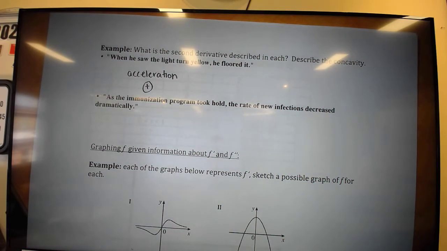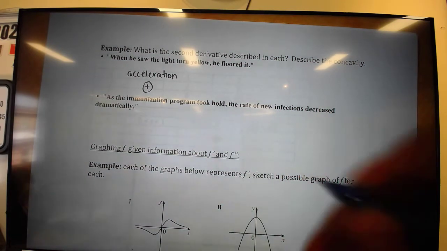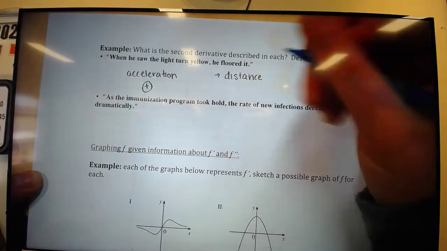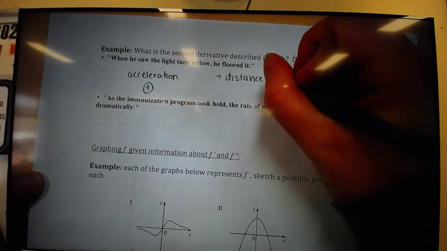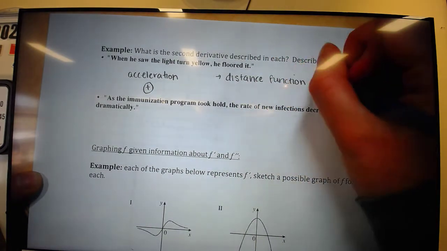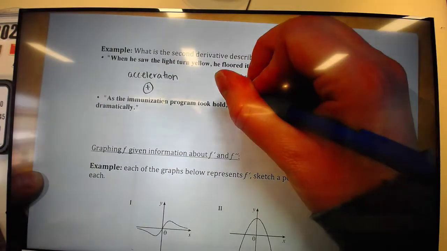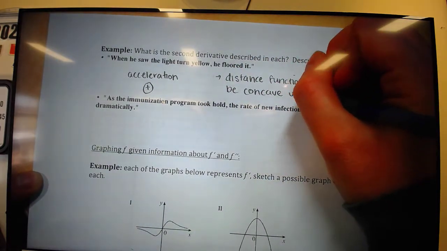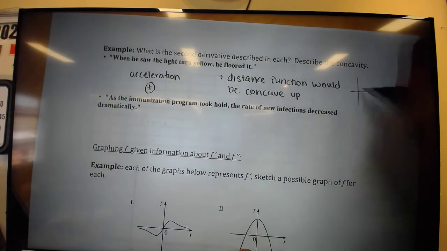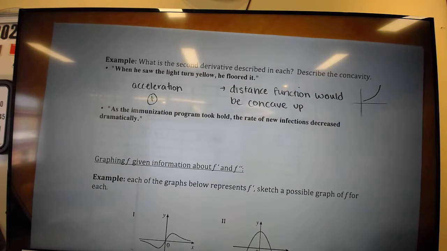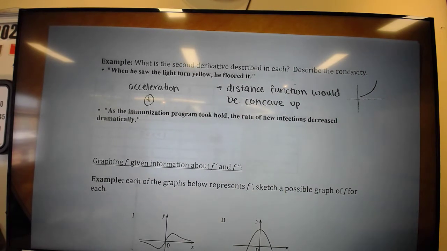Okay, if we think about this as a distance function, we can say that our distance time or displacement time or position time or whatever you're looking at, distance function would be concave up, right? Because our velocity is increasing, we are accelerating.